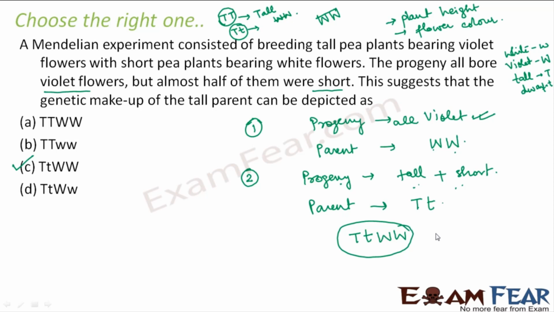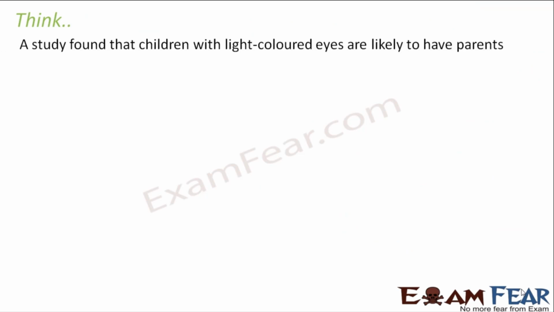So what is going to be the genetic makeup of the short parent? This will cross with the short parent, that is ttww. Now the short parent is obviously this, right? Because the short parent is the recessive trait, so it has to have everything recessive. Even if one of them is capital T or capital W, it will not be a short plant bearing white flowers, because the short trait is also recessive, the white trait is also recessive. So it will be this. Clear? Okay. So let us look at the next question.